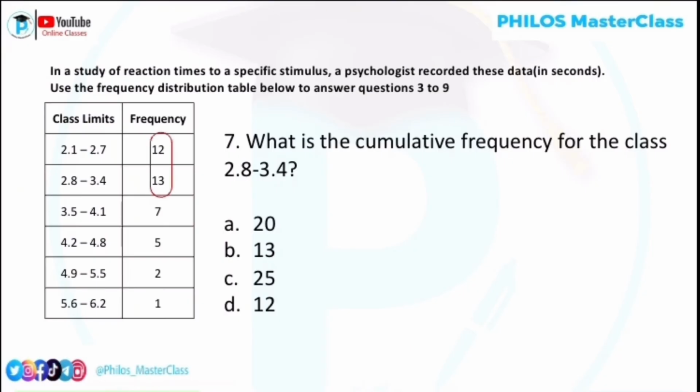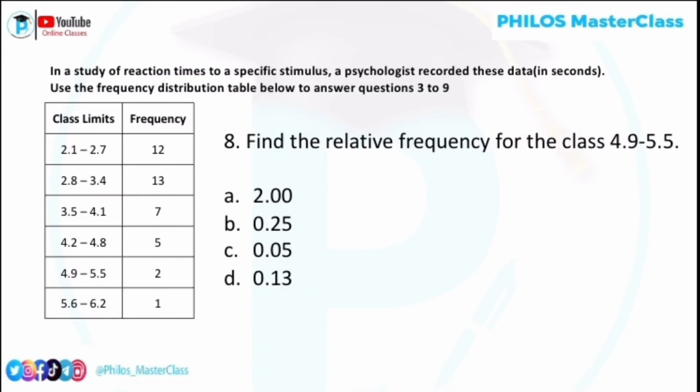So that will be 12 plus 13. Okay. If you were finding for the third class, that's 3.5 to 4.1. It will be 12 plus 13 plus 7. For the next one too, it will go in that manner. Okay. So since we are finding for 2.8 to 3.4, it will just be 12 plus 13. And that will give us what? 25. So the correct answer to question 7 is C, 25. So let's proceed to the next question.